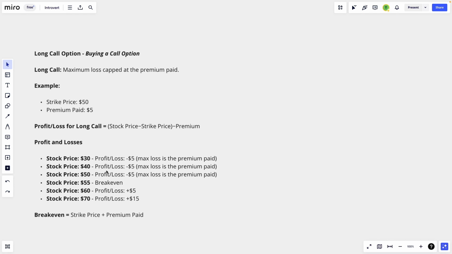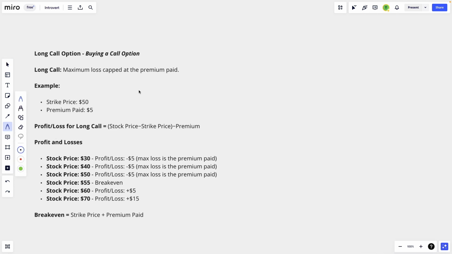When it's 40, the same thing, the max loss is going to be $5. When the price is 50, the max loss again is going to be $5. So this is when the stock is at the money. The stock price is 50, the strike price is 50, so that's 0. So maybe we'll just draw that out for that particular example.